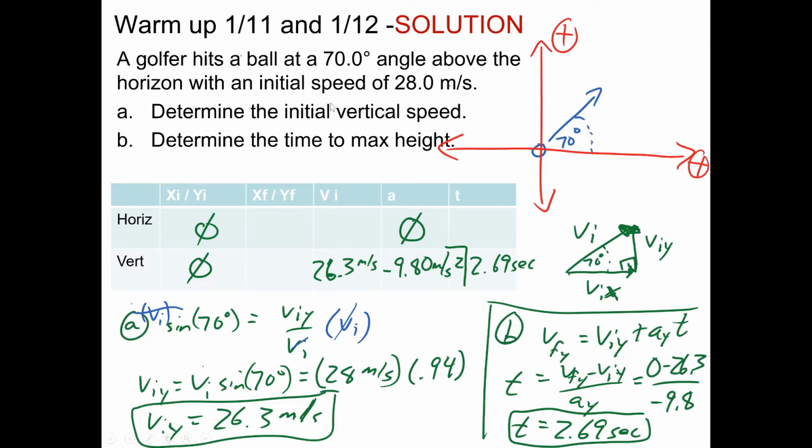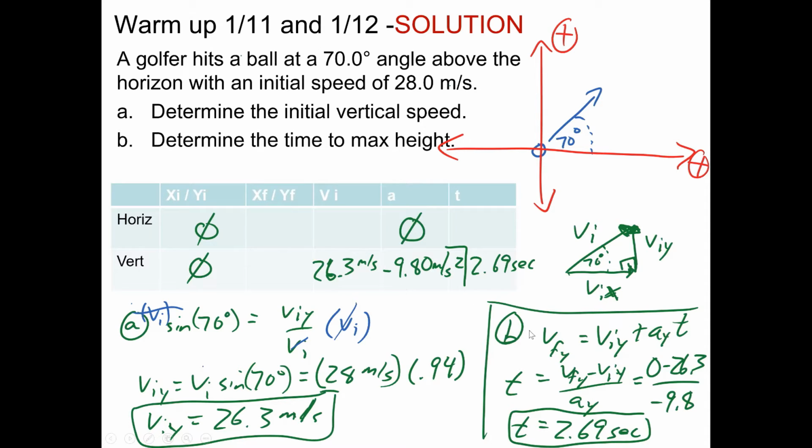The initial vertical speed, that's simply a trigonometric thing we've been talking about, right? So that's that VIY, the initial velocity in the vertical direction, and you've got to use the sine function to get that. When you get that, you should get 26.3 meters per second. You can put that in your table here.